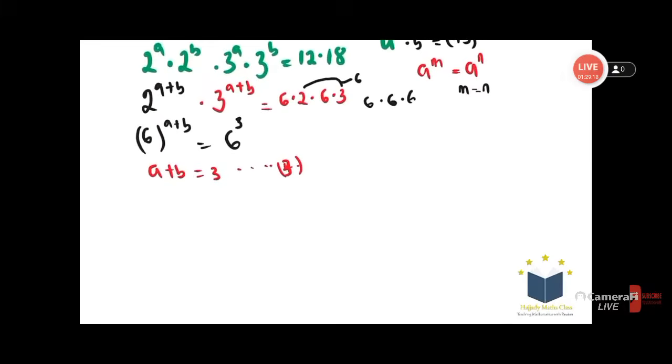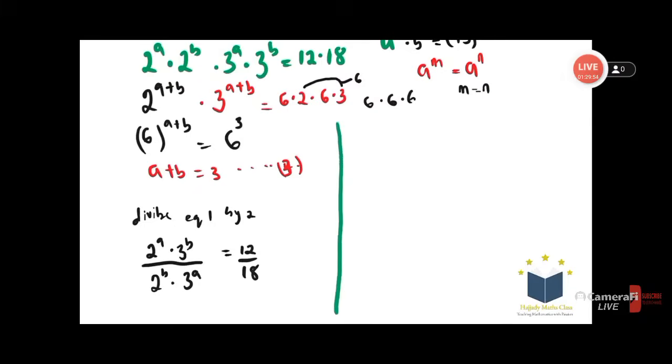Also, the next step for us to do is to divide equation 1 by 2. So equation 1 over 2 is 2 to the power of a multiplied by 3 to the power of b over 2 to the power of b multiplied by 3 to the power of a, equal to 12 over 18. So to proceed with this, we have 2 to the power of a over 2 to the power of b multiplied by 3 to the power of b over 3 to the power of a, equal to 2 over 3. That is, dividing 12 by 6, you have 2. Dividing 18 by 6, you have 3.